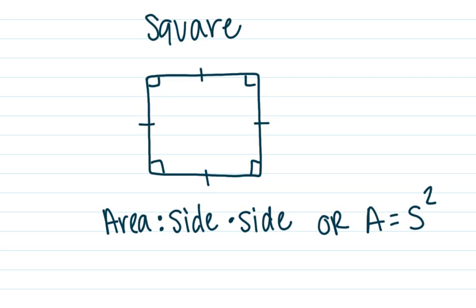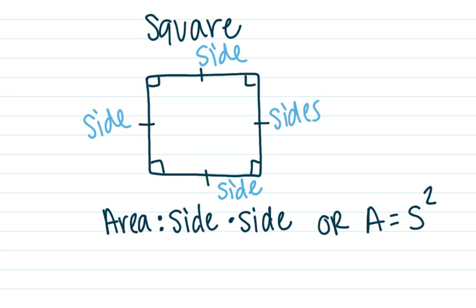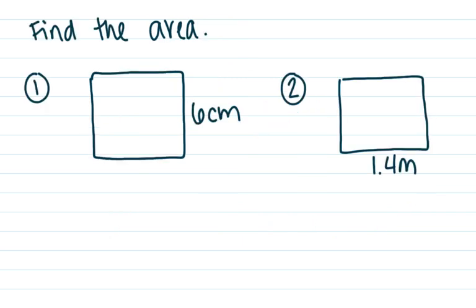So when they give us a side, and again, these are the sides. This is a side, this is a side, this is a side, and this is a side. So if they give us one of the sides, all we do is multiply that side times the side again, and we'll have the area. All right, so let's take a look at an example of that.